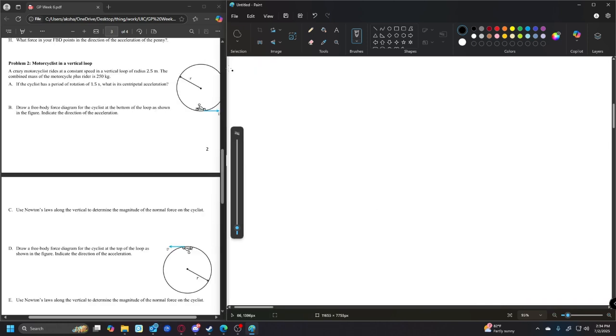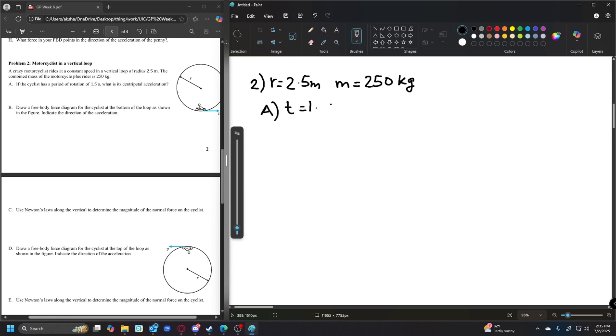So for question number 2, we have a crazy motorcyclist riding at a constant speed in a vertical loop of radius 2.5 meters. The combined mass of the motorcycle and rider is 250 kgs. And for part A, we have been given a period of rotation of 1.5 seconds, and we need to find the centripetal acceleration.